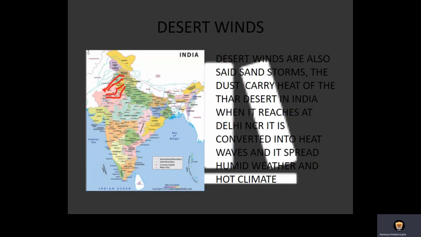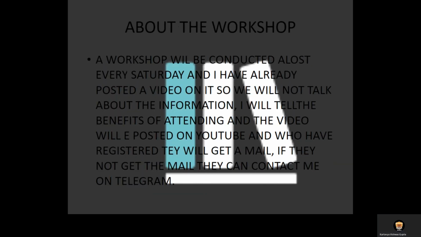Desert winds. Desert winds are also called sandstorms. The dust carries the heat of the Thar Desert in India. When it reaches Delhi NCR, it is converted into proper heat waves, and it spreads humid weather and a hot climate.